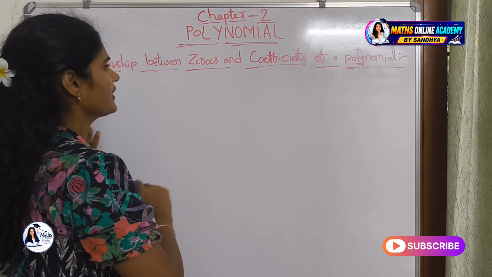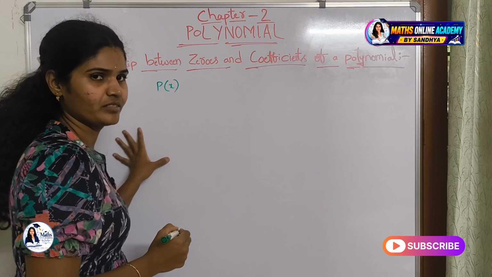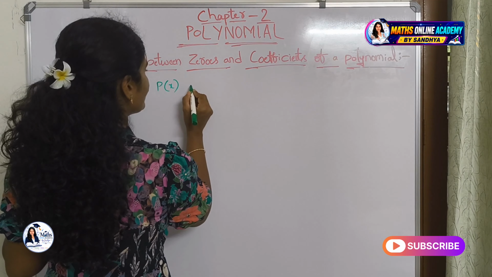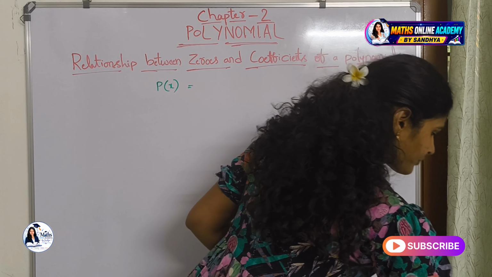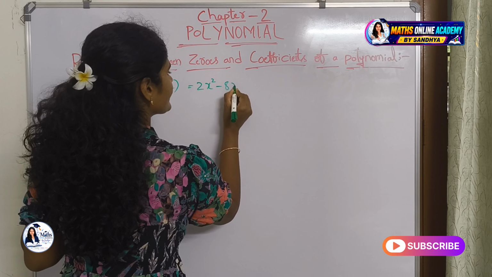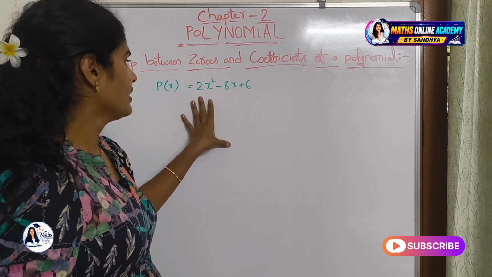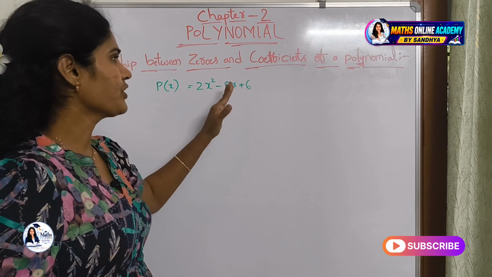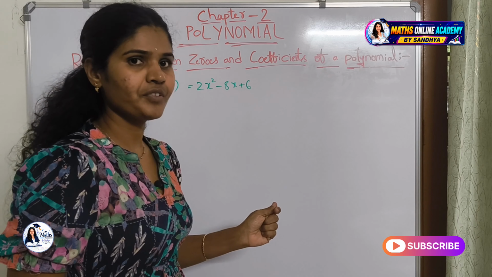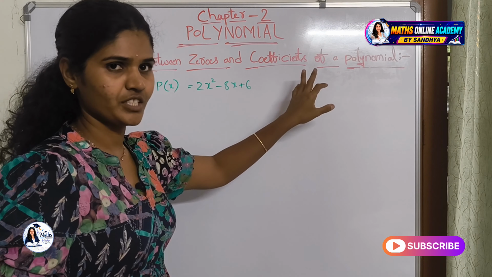For example, we are taking one polynomial, a quadratic polynomial. A quadratic polynomial has degree 2. So for that we are taking one example: 2x square minus 8x plus 6. Okay, this is the example. Using this example, we will find the relation between zeros and coefficients. If we want to find the zeros, we set this polynomial equal to 0.